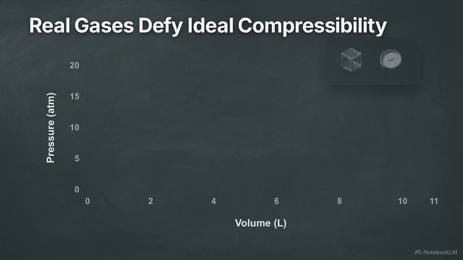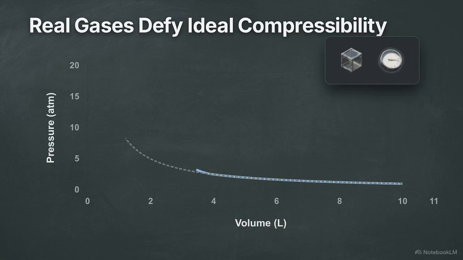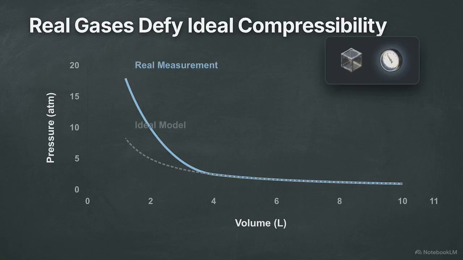Look at this pressure-volume graph. The smooth hyperbolic curve represents ideal theoretical behavior, but the actual measured behavior of a real gas kinks and deviates sharply as the volume decreases.